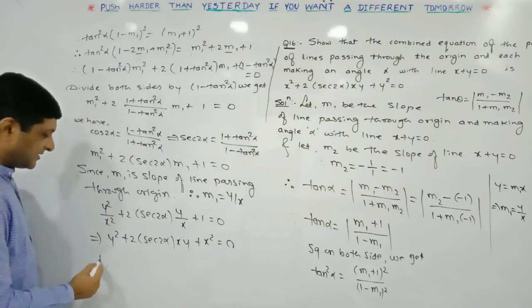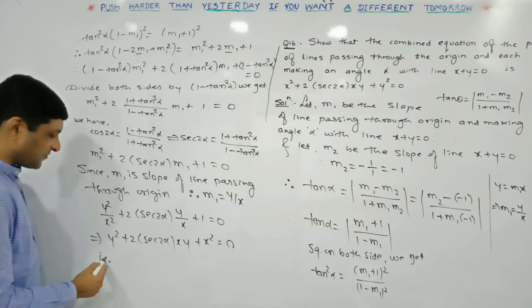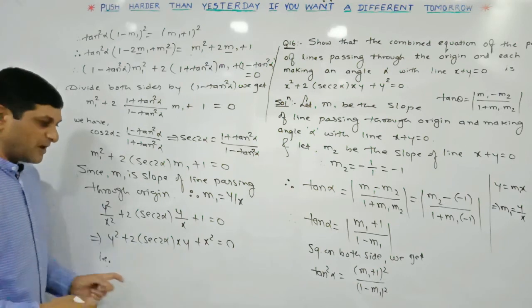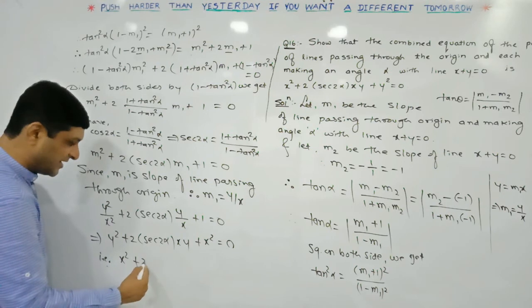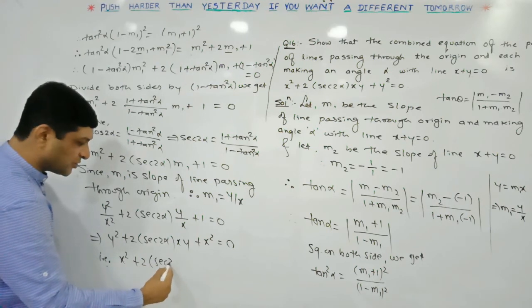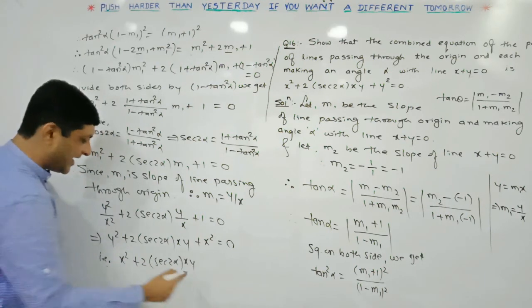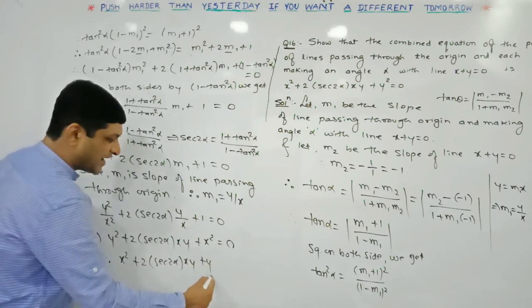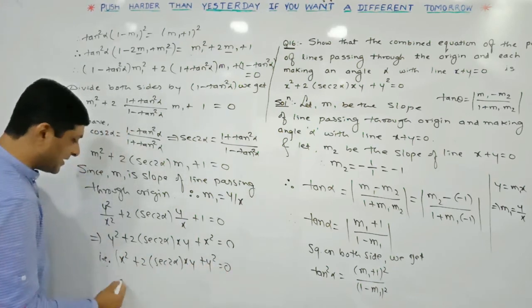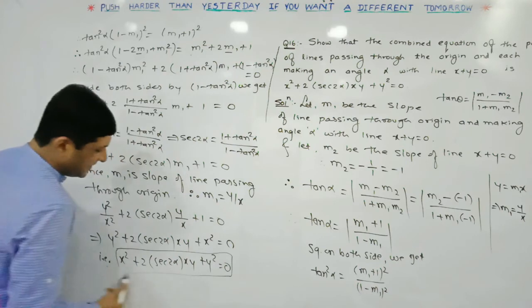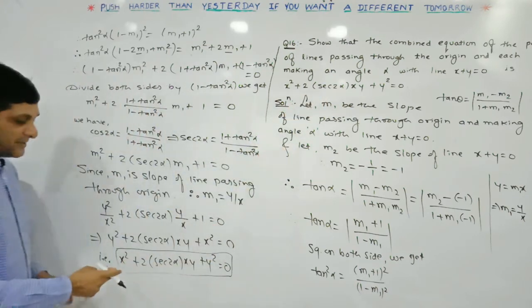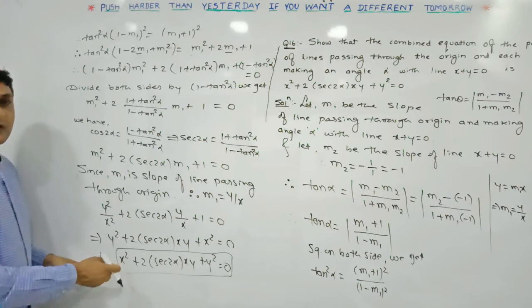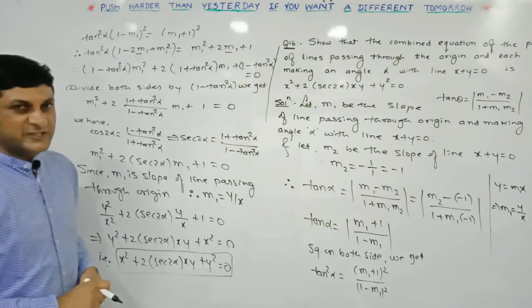Whenever we are writing the equation in standard form, first we write the term of what? x square. So first write down the term of x square, then the term of xy, that is 2 sec 2 alpha xy, and lastly write down the term of what? y square, and check that we have got our required combined equation. So we have got the same equation here. That's why we can say that this is the combined equation of lines passing through the origin.